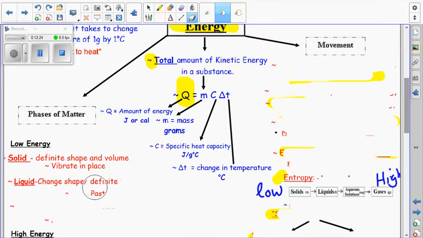Now liquids, okay, they can change shape. Not volume, but they can change shape. So if I pour liquid into a beaker, it'll take the shape of the beaker, but it'll still be 50 milliliters. If I pour it into an Erlenmeyer flask, it'll take the shape of the Erlenmeyer flask, but it'll still be 50 milliliters. If I pour the liquid onto the floor, it'll still be 50 milliliters, but it'll take the shape of the floor. And that's because liquid particles can sort of slide past each other. They can change shape because of that.